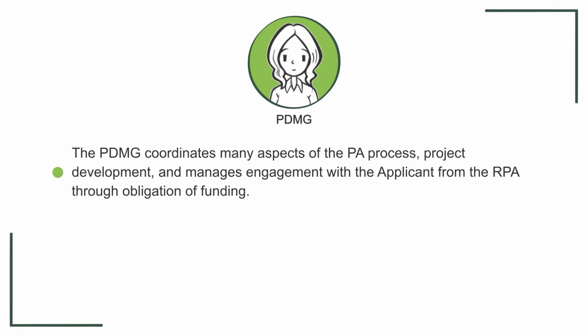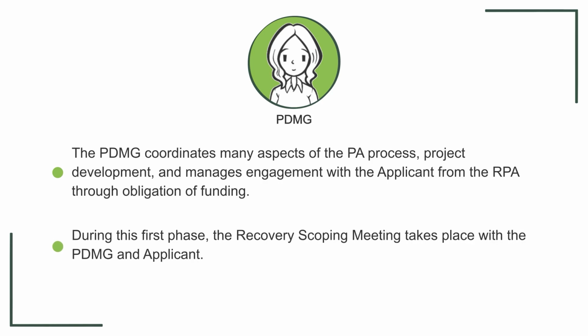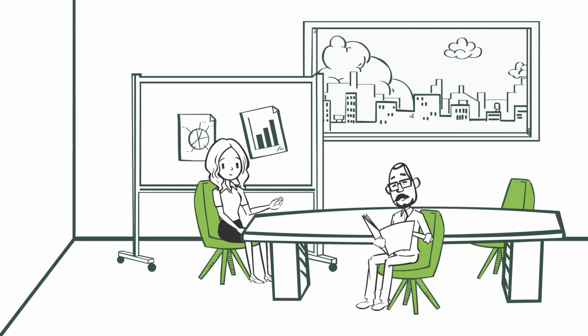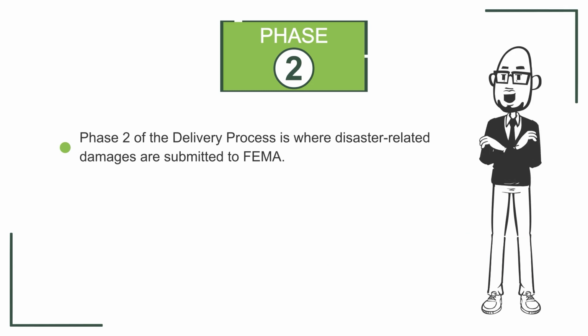The PDMG coordinates many aspects of the PA process, project development, and manages engagement with the applicant from the RPA through obligation of funding. During this first phase, the recovery scoping meeting takes place with the PDMG and applicant. At this meeting, the applicant can discuss their specific recovery needs, documentation that will be needed, as well as special considerations. Phase 2 of the delivery process is where disaster-related damages are submitted to FEMA.